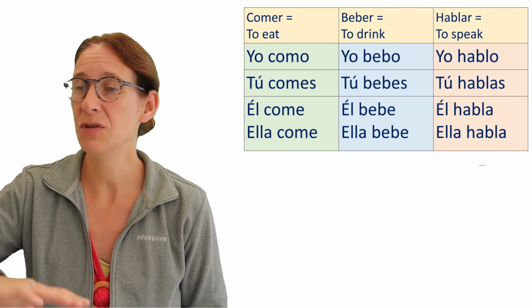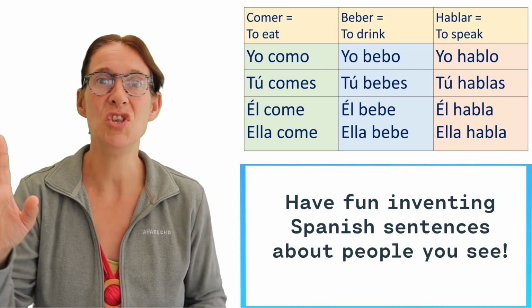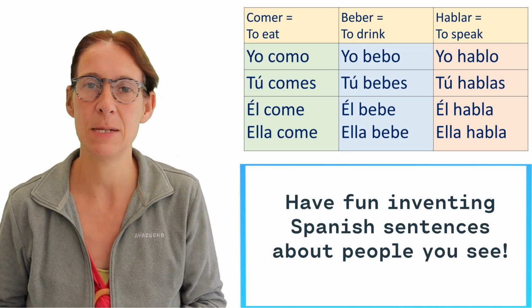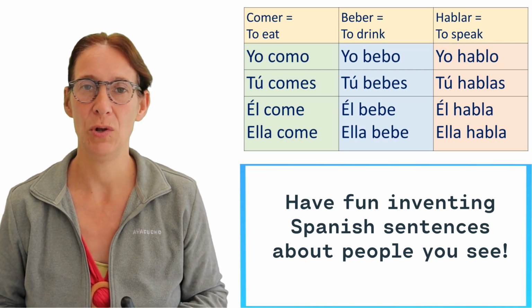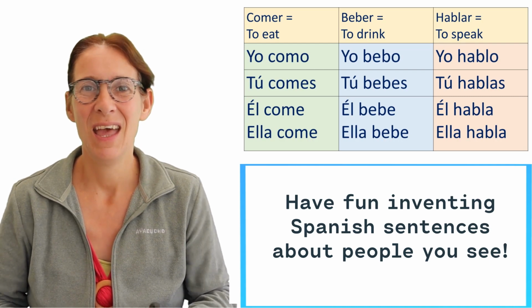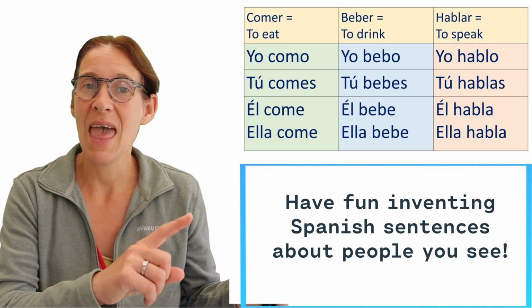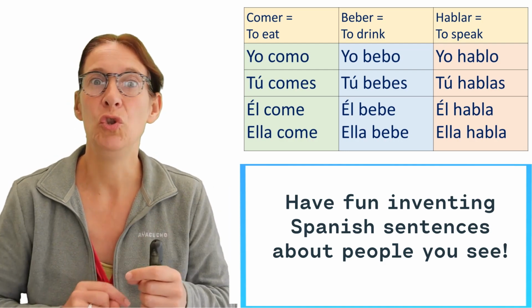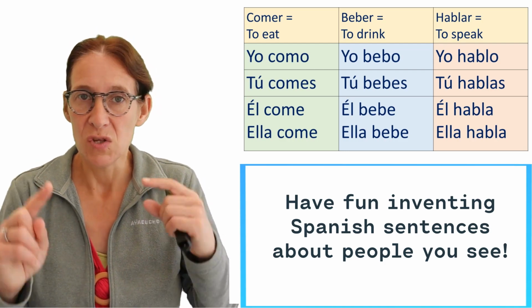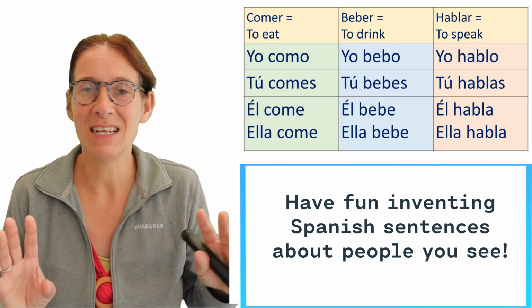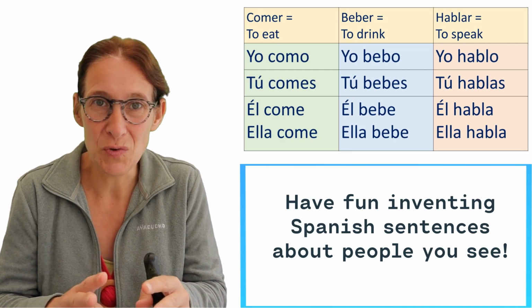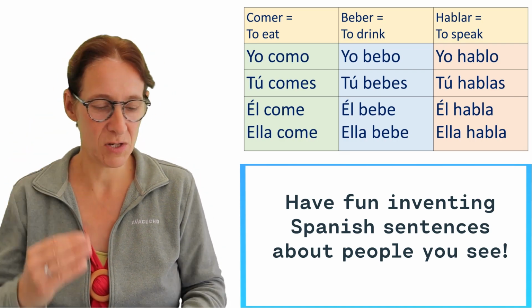As you're walking along, as you're looking on your social media, you can be judging people, you can be commenting about people, you can be saying, él habla español, ella no habla español. Él bebe café, ella bebe café. Él bebe leche. Ella come manzanas. Él no come manzanas. Él come pan. Ella no come pan. So using these sentences to put labels onto people that you see, people that you know, can really help cement your learning.